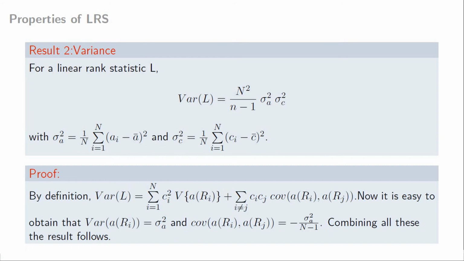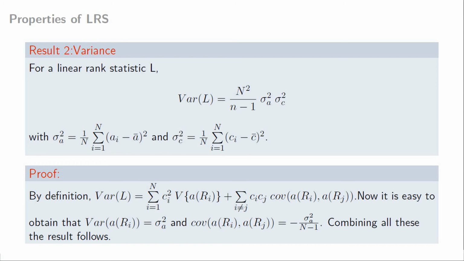Our next result is related to variance of a linear rank statistic. For a linear rank statistic L, variance of L comes out as n square divided by n minus 1 multiplied by sigma square A into sigma square C, where sigma square A is the variance of Ai's with divisor n and sigma square C is the variance of Ci's with divisor n.